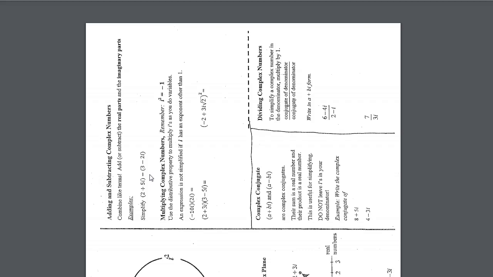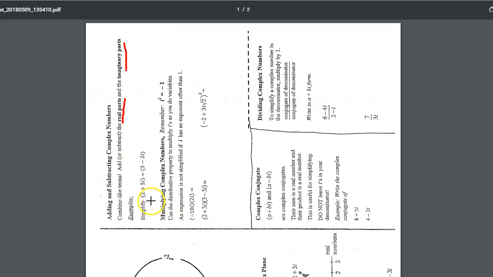And then we'll talk about patterns of i, and then we'll end today talking about how you take the square root of a negative number. Okay, so when we're adding and subtracting complex numbers, we combine like terms. We add or subtract the real parts. If this was me, I would underline that part in my foldable, okay? And we add or subtract the imaginary parts.